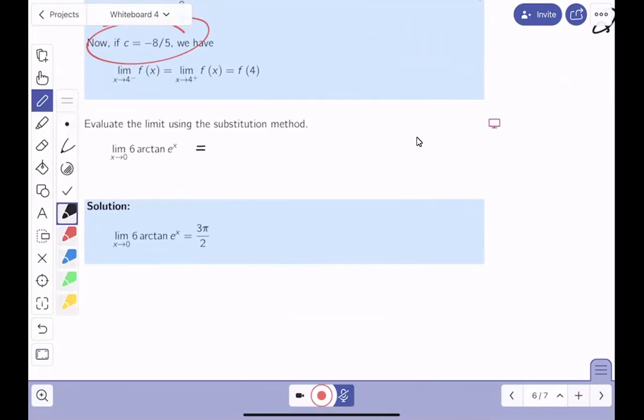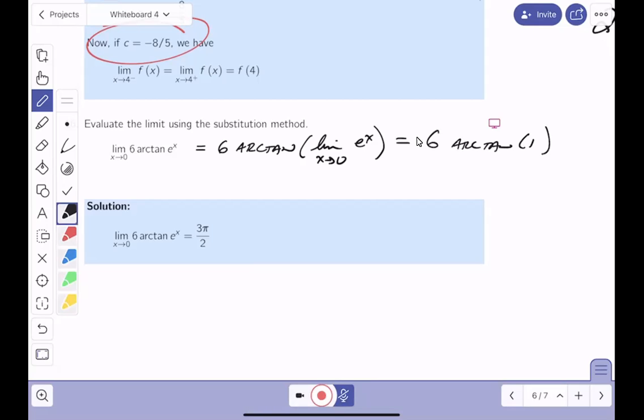And what I'm going to look at is the limit of the inside first. So it's going to be 6 arc tan of the limit as x goes towards 0 of e to the x. Well, that looks pretty simple to me, because if you go towards 0 for e to the x, from the left or right, it's going to go towards the number 1. So what do I get? 6 arc tan of 1.